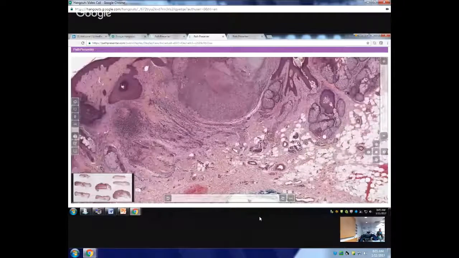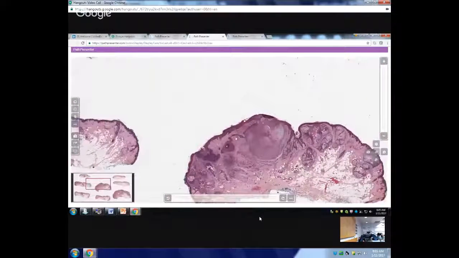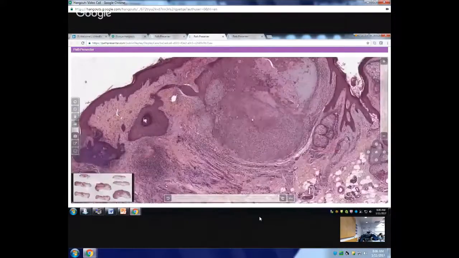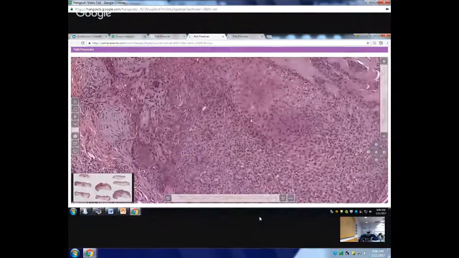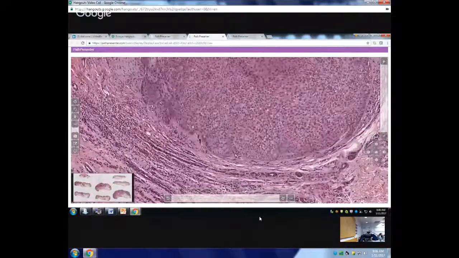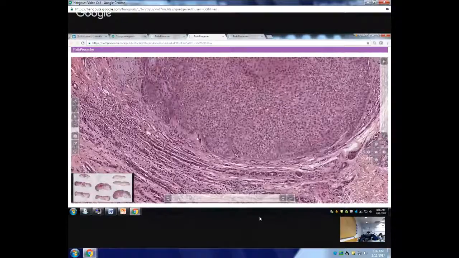So again, on low power, you can see it is an endophytic growth pattern. And then you go high power, and the same, what we talked about. So is there peripheral palisading? Yes. Is there clefting? No. Is there any apoptosis? No. Is there any mitotic figures? No. Is the stroma myxoid? No. So you rule out a basal cell carcinoma.